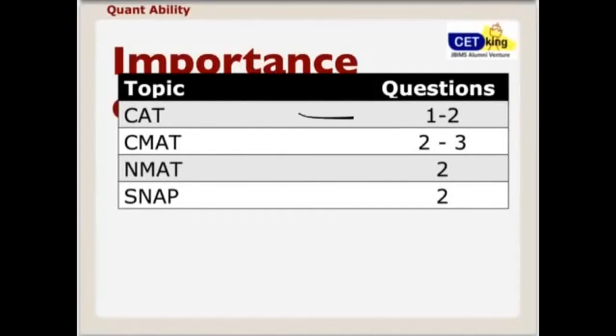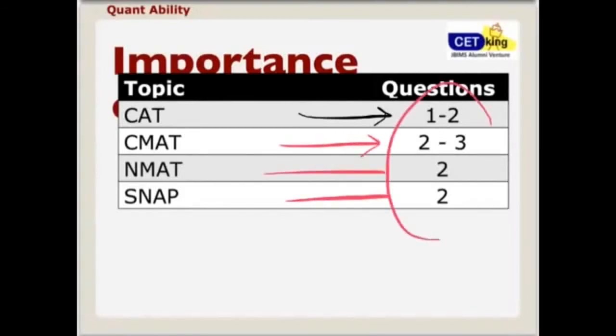Importance wise, in CAT there will be 1 to 2 questions which are based on time speed. In CMAT there will be another 2 to 3 questions, and NMAT 2 questions. This topic is going to be there in almost every exam. So that is your must-do topic.